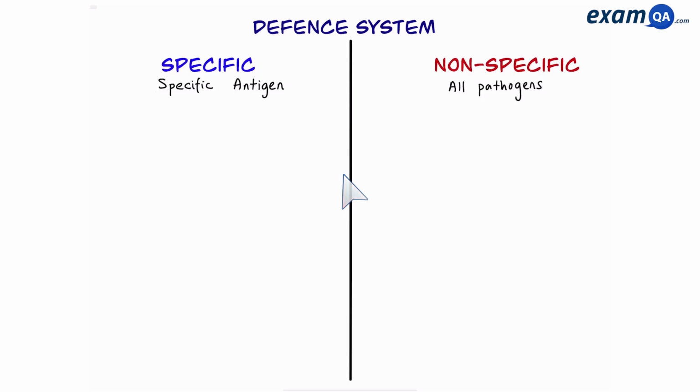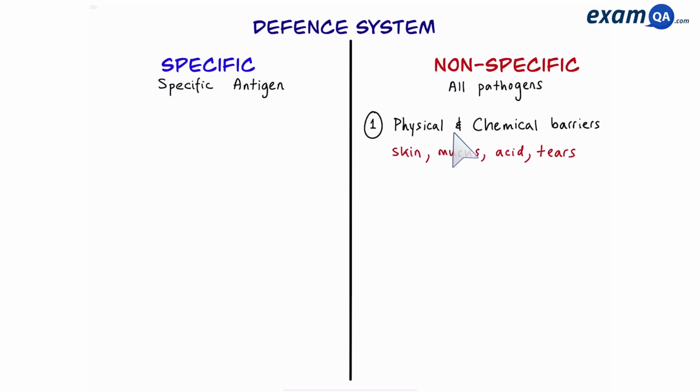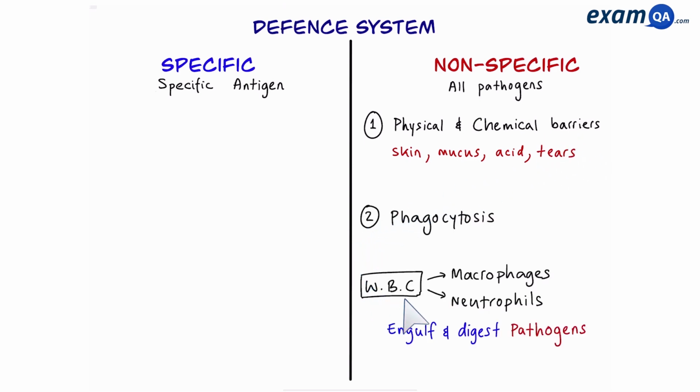In this video, we're going to be learning about B lymphocytes. Now, before we continue, let's put this into context. So step 1, we had our physical and chemical barriers. This was then followed by step 2, where white blood cells, such as macrophages and neutrophils, engulfed and digest pathogens.